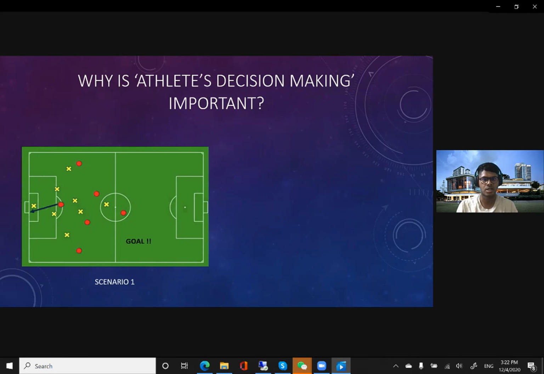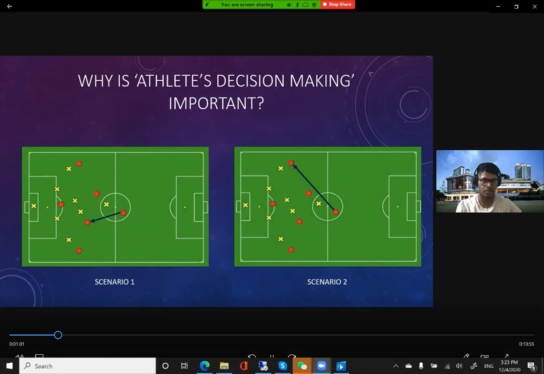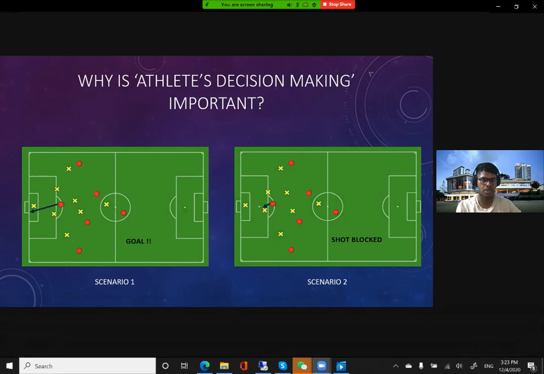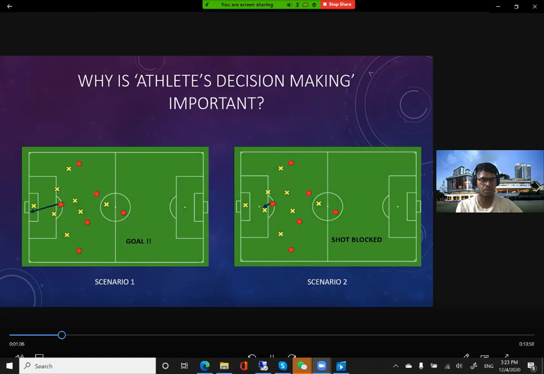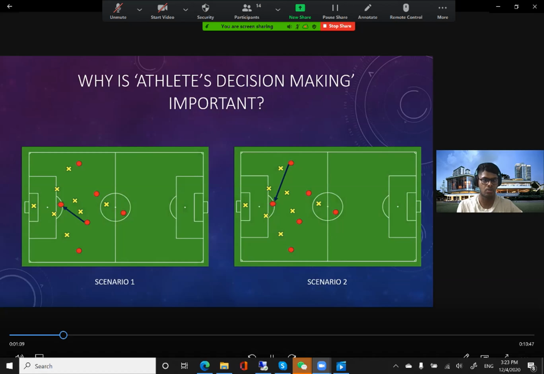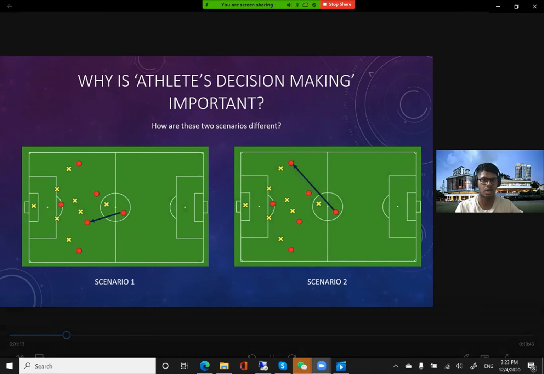Now let us look at a second scenario wherein there are again two teams shown in red and in yellow, and the same person has the ball as compared to scenario 1. But in scenario 2, the player chooses to make a different set of passes. But in the third step, the ball again ends up with the same player. This player again attempts a shot on goal, but this time his shot is blocked. So let us look at how these two scenarios are different.